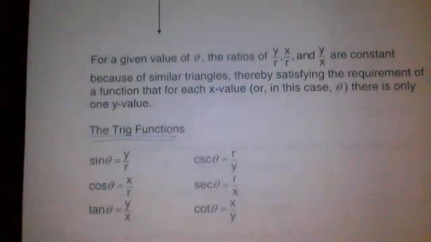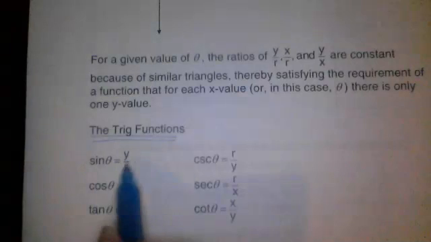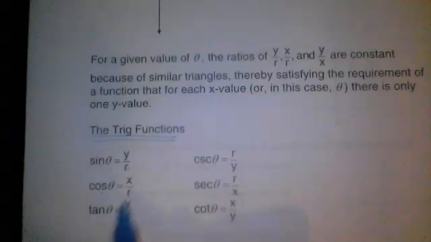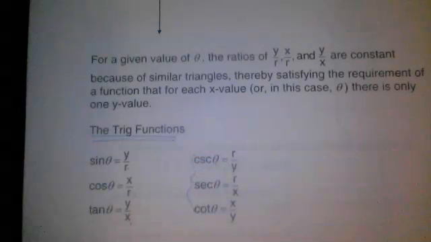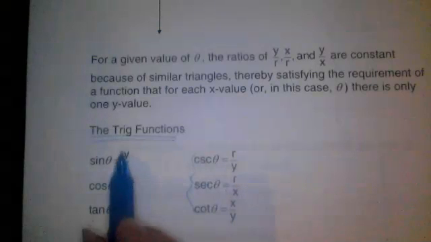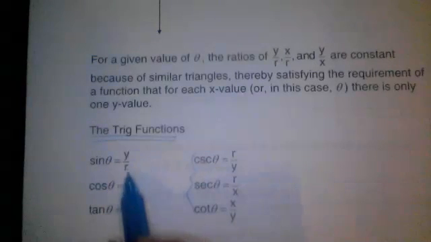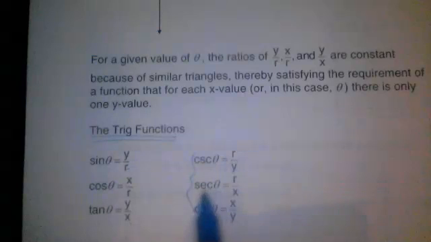So here are your trig functions. The sine is a comparison of y over r, the ratio of y over r. Cosine is x over r. Tangent is y over x. And these are called the reciprocal trig functions because if you look, cosecant is the reciprocal of sine, y over r, r over y. Secant is the reciprocal for cosine, r over x. Cotangent, the reciprocal for tangent, x over y.